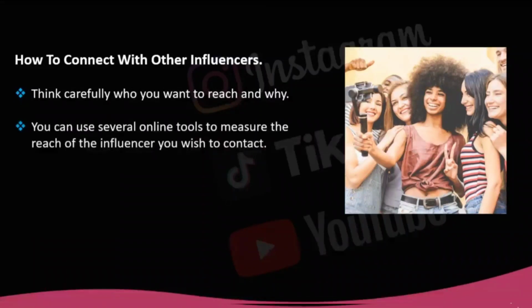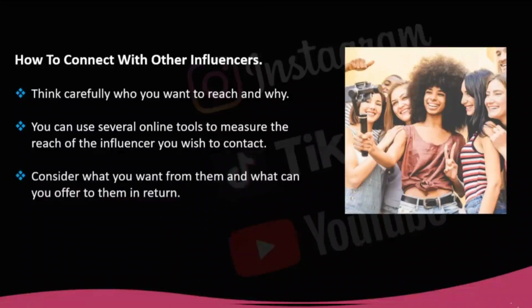You can use several online tools such as HypeAuditor and Influencity to measure the reach of the influencer you wish to contact. Consider what you want from them and what can you offer to them in return. Think about the ways in which you and the other influencer can work together.